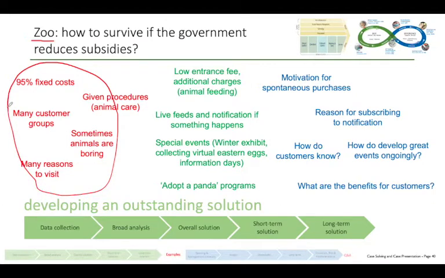So in the data collection and the broad analysis phase, we would come up with some observations. For instance, that 95% of all costs are fixed costs. So all the animals are here regardless of how many customers we have, we have to feed them, we have to follow all the rules, and so on.